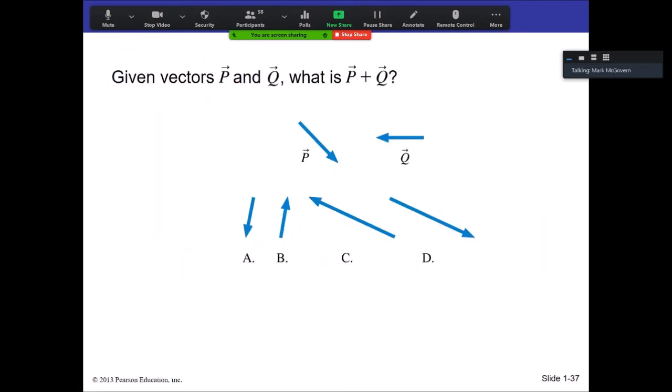I have a question for all of you. All right, so here's vector P and vector Q. I want to add them. What's the resultant vector?